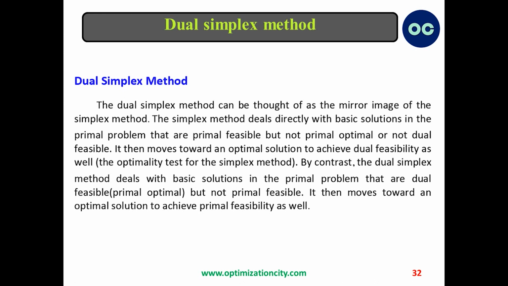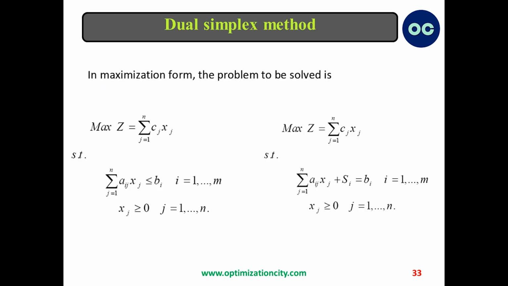It then moves toward achieving primal feasibility as well as reaching the optimal solution. So they are the mirror image. In the primal simplex method, you are going to find the primal optimal, but in the dual simplex method, you are going to find the primal feasibility. This is the difference between these two methods.